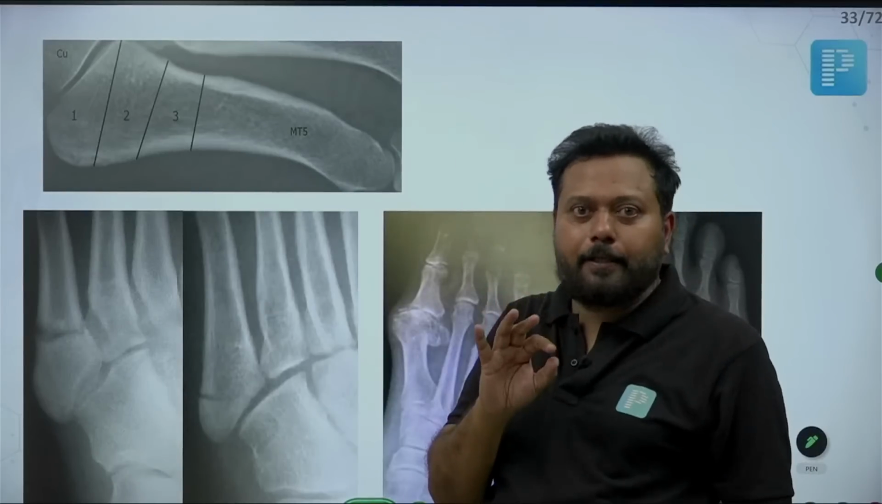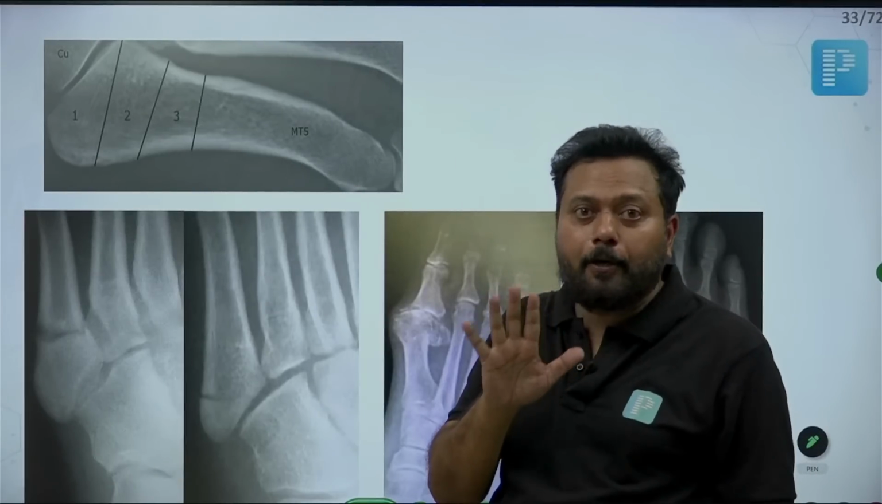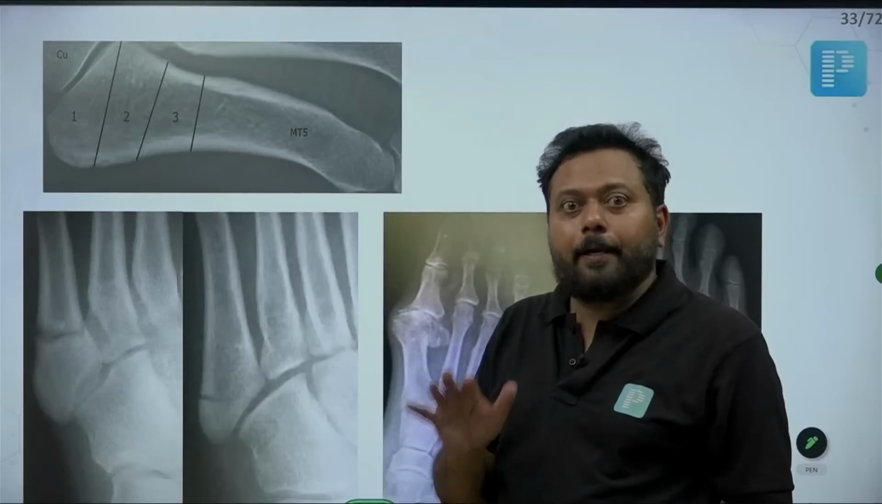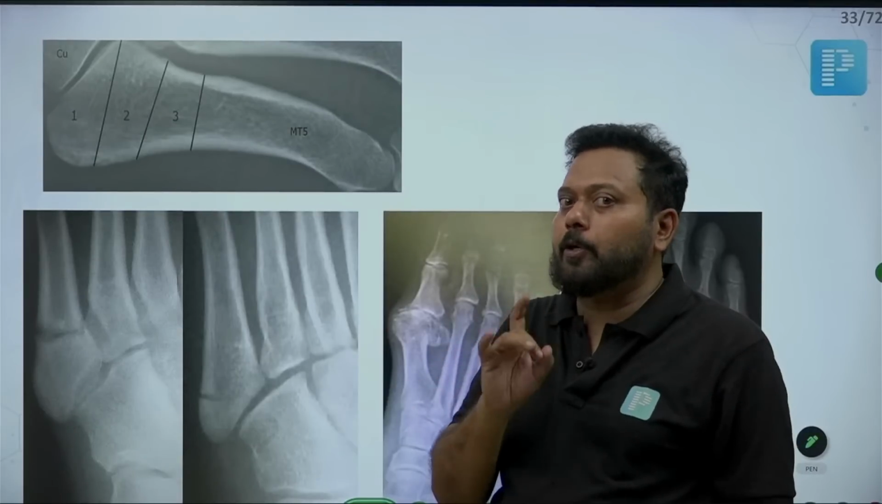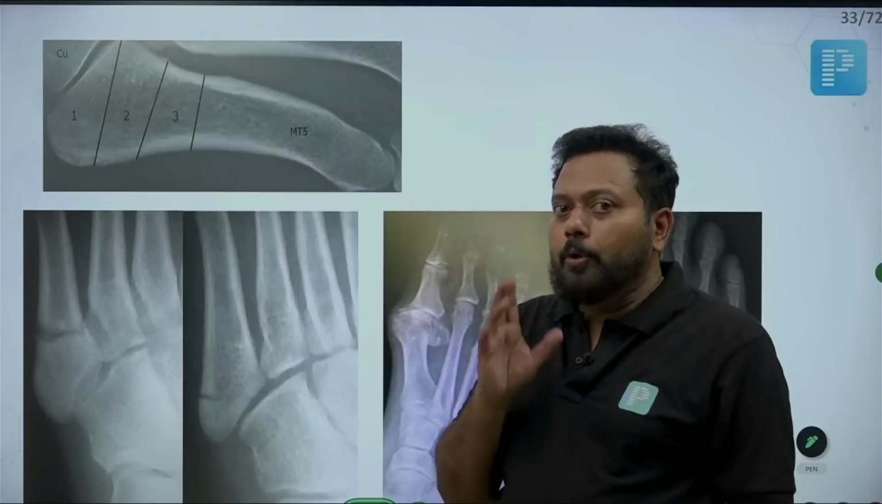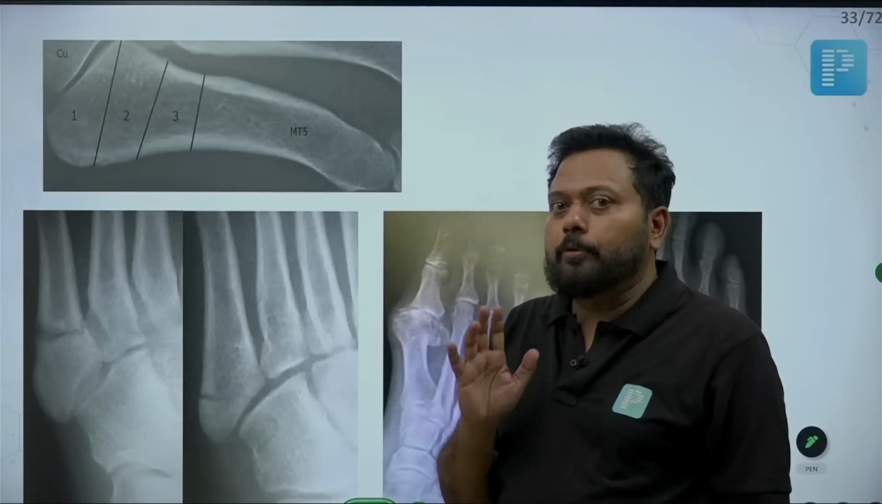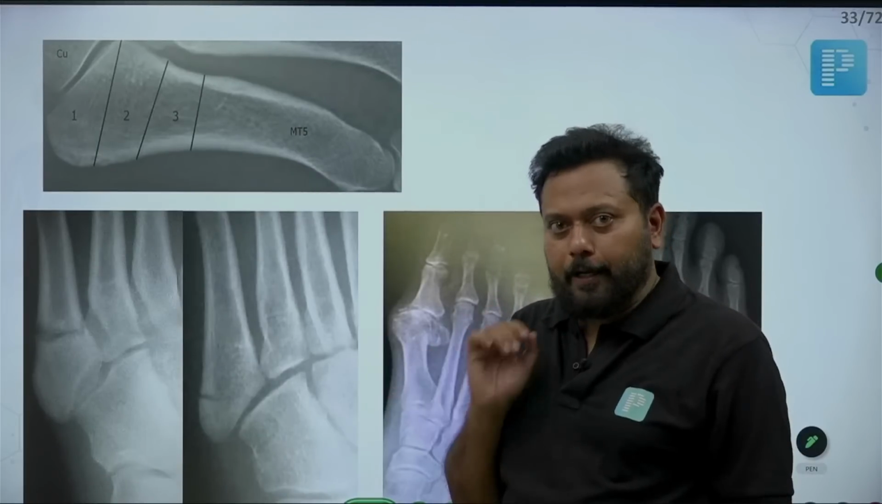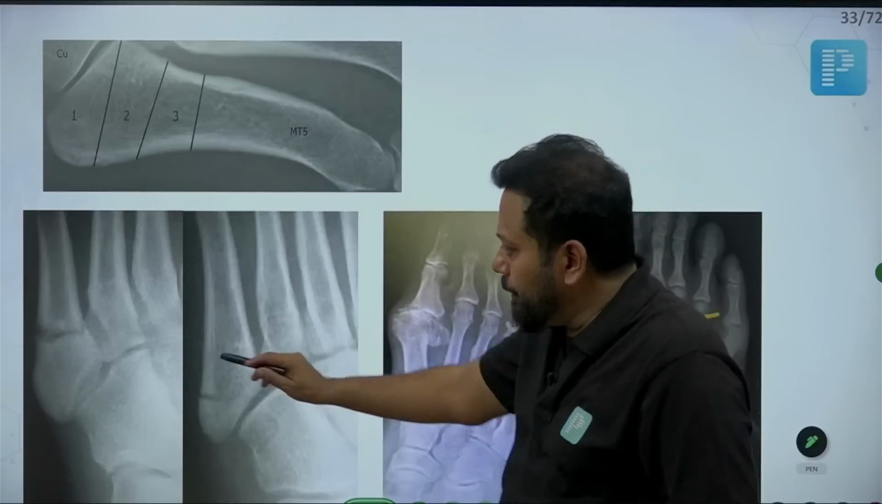All the 3 fractures are happening in the 5th metatarsal, dear friends. When something is happening in zone 1, that's called pseudo Jones. Zone 2, that's called Jones. Zone 3, that's called Dancer's. Okay, now you see this X-ray.